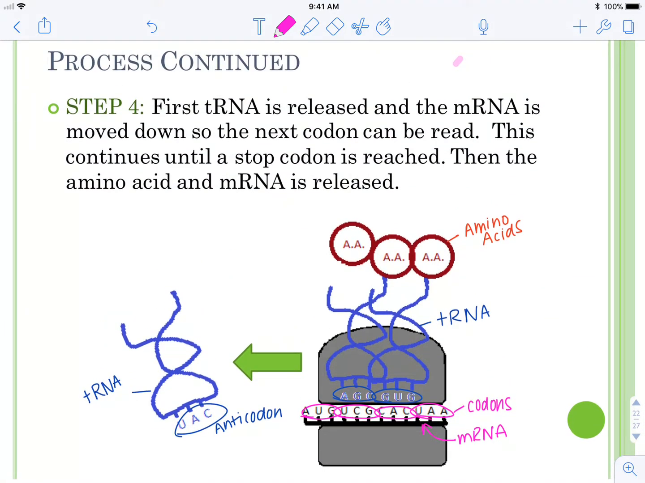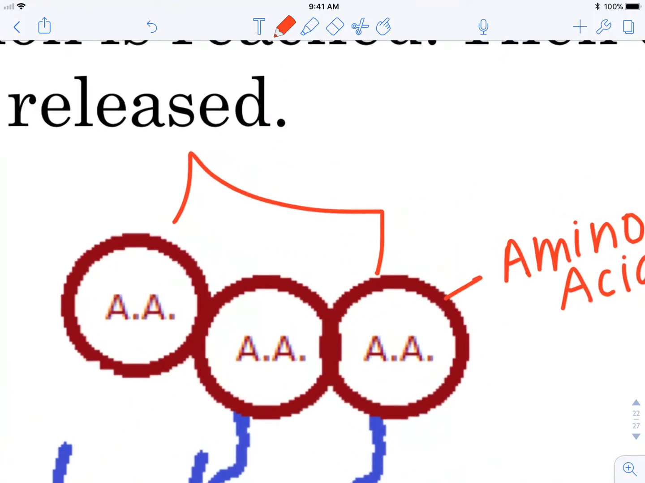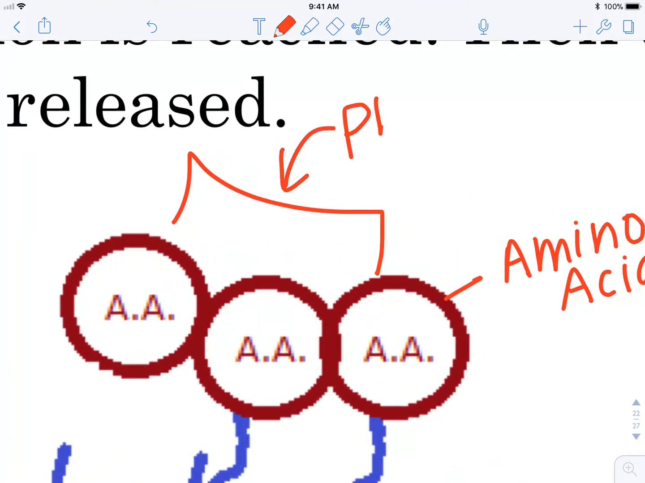Okay, so as I was saying, in step 4, the first tRNA gets released because its amino acid is already attached. The tRNA doesn't have any other purpose. And everything gets moved down so that the next codon can get read. And this process is just going to keep continuing. New tRNAs are going to come in, match up with the next codon, and the previous tRNAs are going to get kicked out so that there's room in the ribosome to hold on to them. What we're going to find out is this growing amino acid chain is going to be our protein.